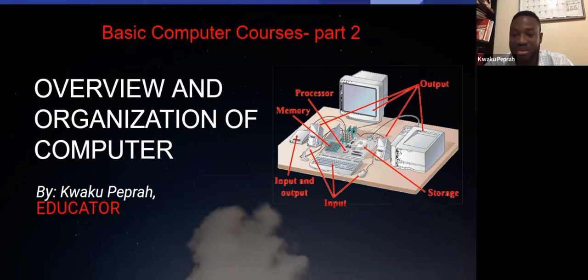The first time we met, we talked about information and communication technology. And in this lecture, we're going to talk more about computers. We're going to talk more about the overview and organization of computers, which, as you can see in the graphics pointed here, gives you an overview of what a computer looks like. We have the processor, the memory, the input and output, the storage system, and the output system. So these come together to be the organization of a computer. And we're going to go over all the components of it.